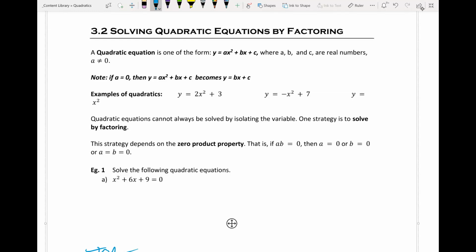2x squared plus 3 is a quadratic because our highest power is x squared here. Again, our highest power is x squared. Highest power is x squared.